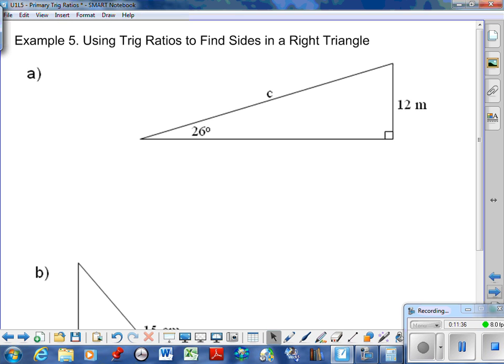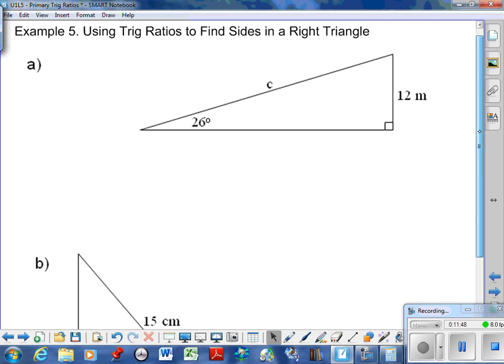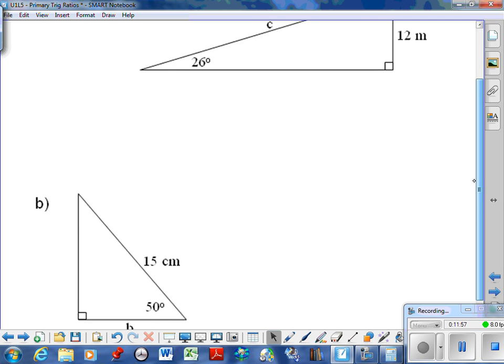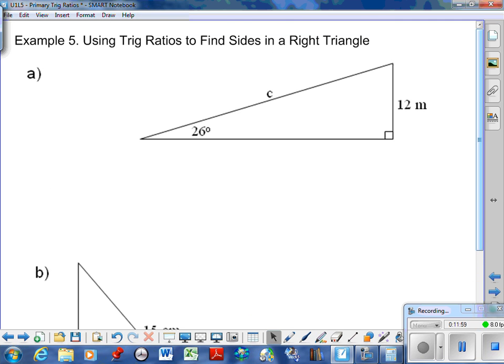Moving on to the last set of examples, I believe here. Using trig ratios to find sides in the right triangle. Still, this one's going to take a little bit more work. I'm going to finish this up with the third video. It does take a little bit longer to get through this. I apologize. And then we'll go through a couple of tips. So this won't take too long in the last video.